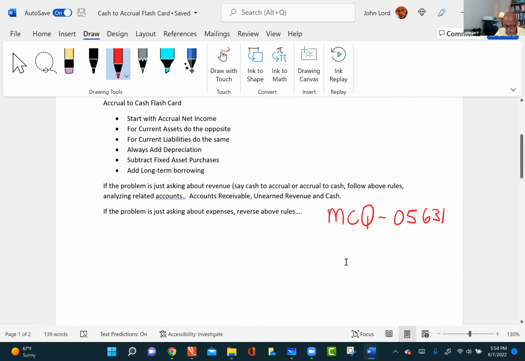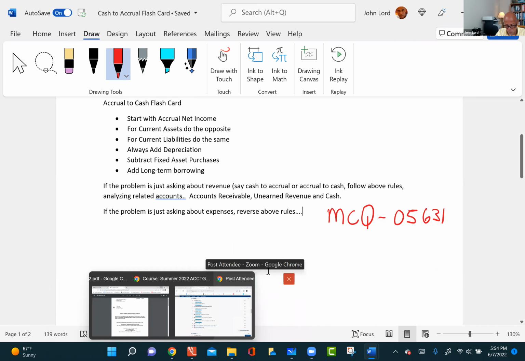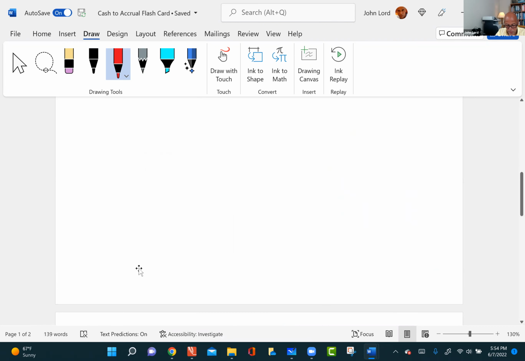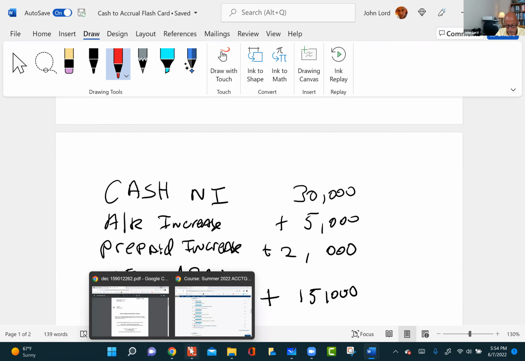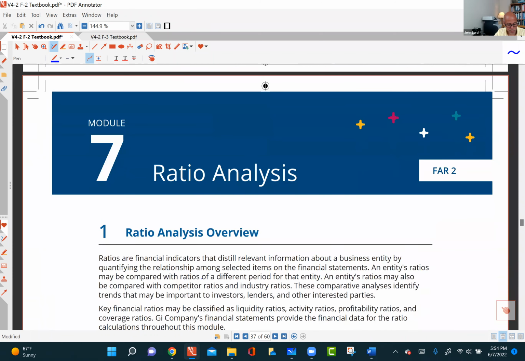Okay, I'm going to go ahead and stop there on this topic. I want you to practice this rule on expenses. I think it's better at this point if we move forward and take a look at this next module, which is ratio analysis.